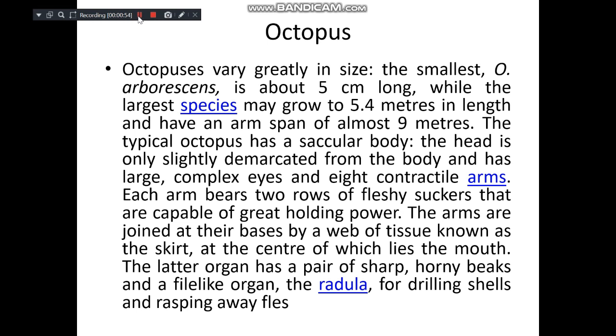The arms are joined at the base by a tuft or web of tissues, and this web of tissues is known as the skirt. At the center of the skirt, you can see the mouth.